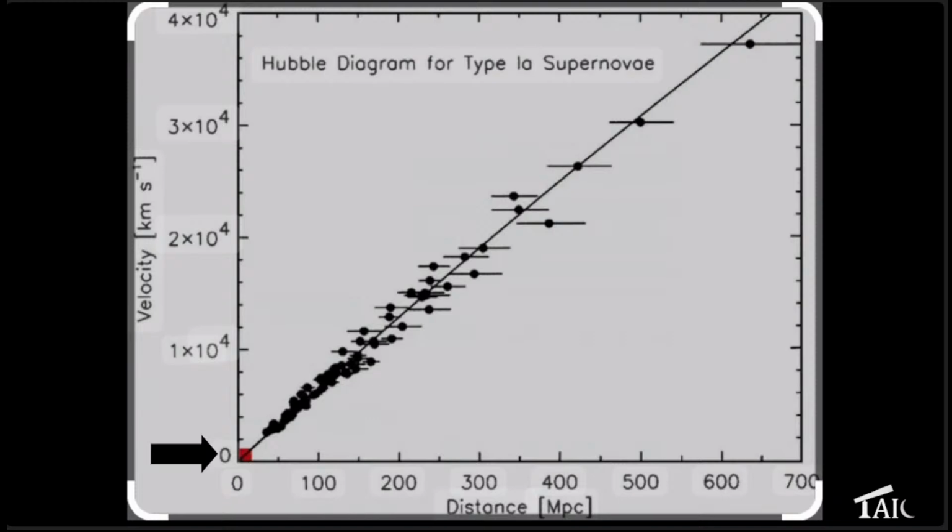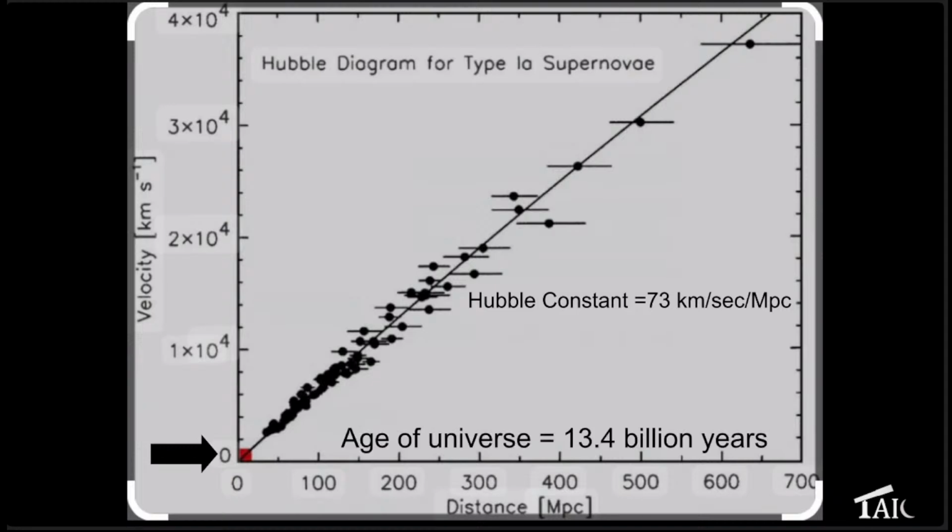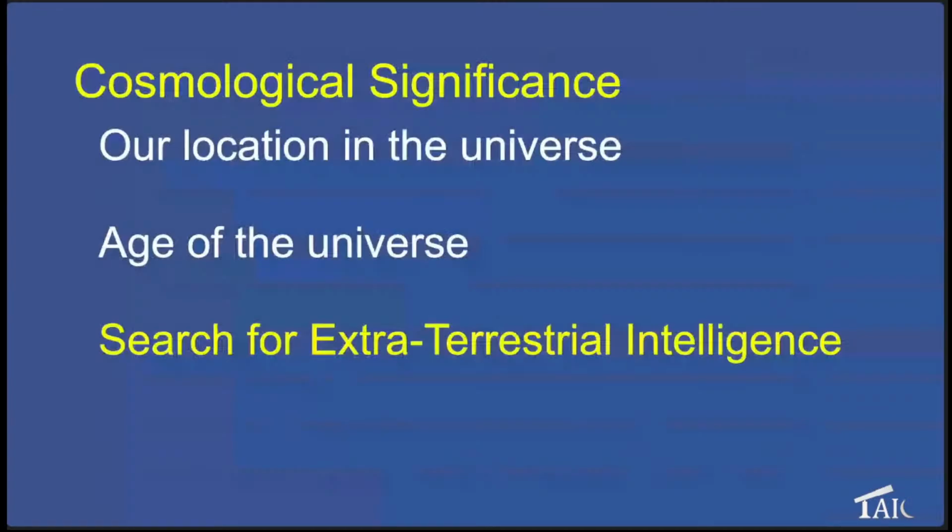So you can see how a little tilting of the slope a little this way or that way would throw you way off. So these data that we have in modern times give us a Hubble constant of only 73 kilometers per second per megaparsec. And that gives us an age of the universe of 13.4 billion years, which is older just barely than the globular clusters.